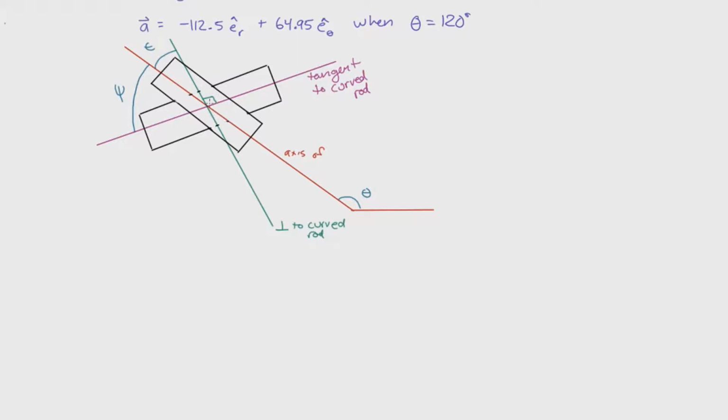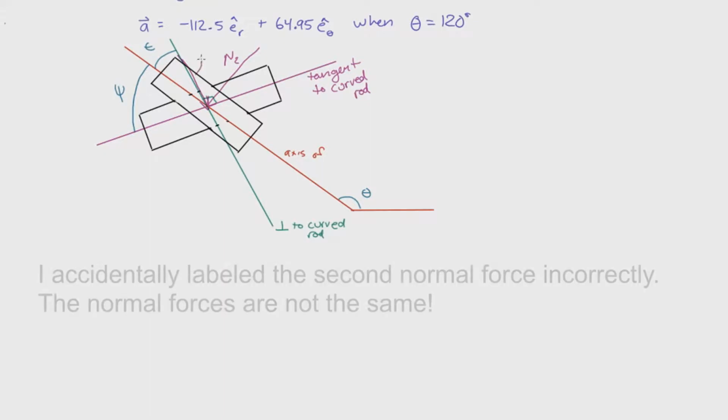So that means that that normal force is going to look something like this, where this vector is perpendicular to the axis rod. And then similarly, there's going to be another normal vector on the other collar with respect to the curved rod. Therefore, there's going to be a normal force acting in this direction, which is along the green line, which is perpendicular to the tangent to the curved rod. So this is going to be N2.